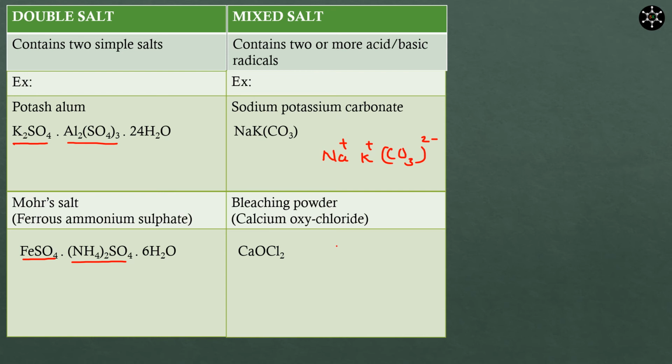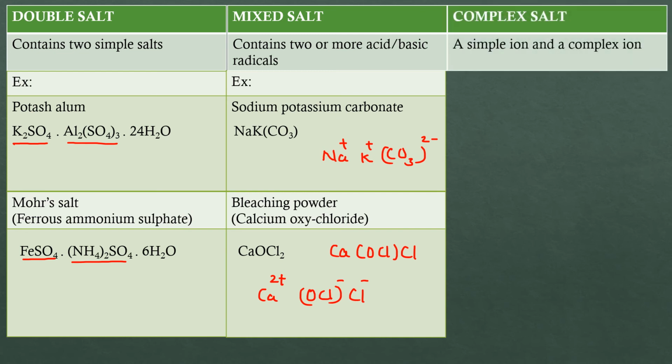If we write it properly, bleaching powder is Ca(OCl)Cl. To counter the basic radical calcium 2+, we are having two types of acid radicals, that is OCl minus and Cl minus. Last one is complex salt. This consists of a simple ion in it and a complex ion. Always we enclose the complex ion inside the square bracket.